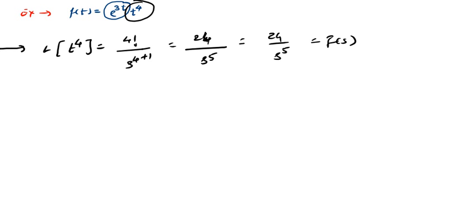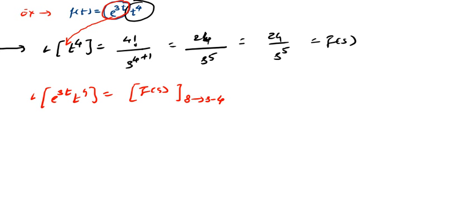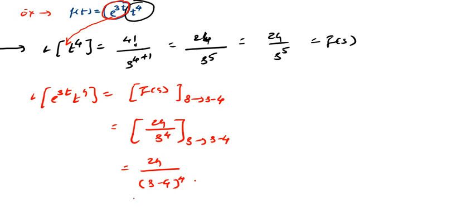So what will be the next step? Insert this e raised to 3t here. The coefficient of t is plus 3, so in this F of s, s will get replaced by s minus 3. So F of s is 24 upon s to the power 5, and replacing s by s minus 3, this will be 24 upon s minus 3 to the power 5. And this is your final answer.